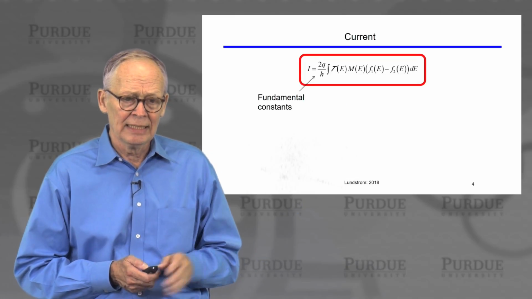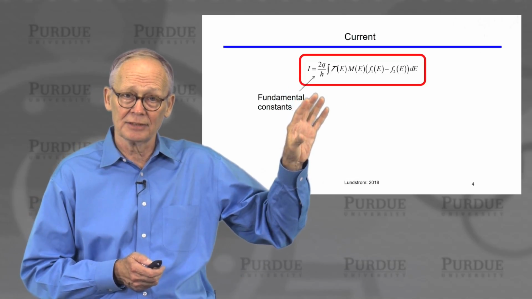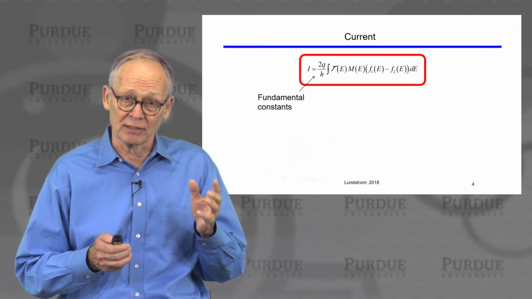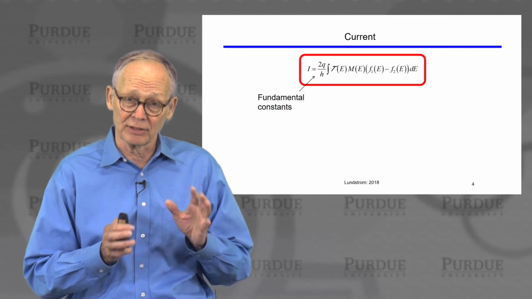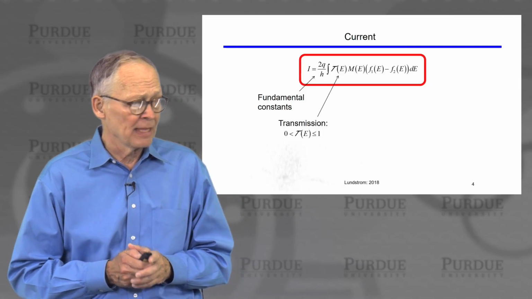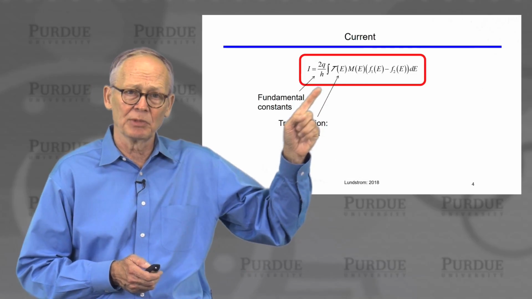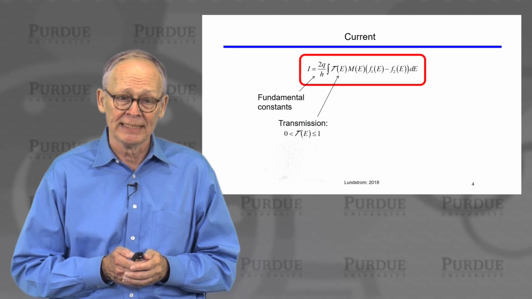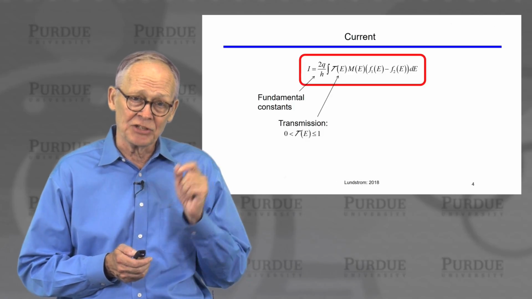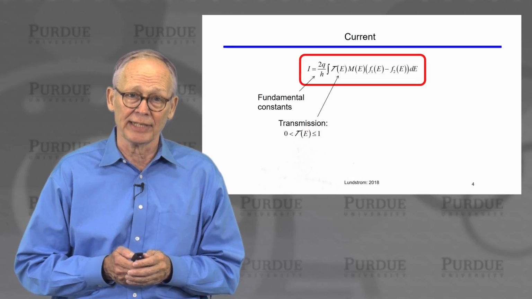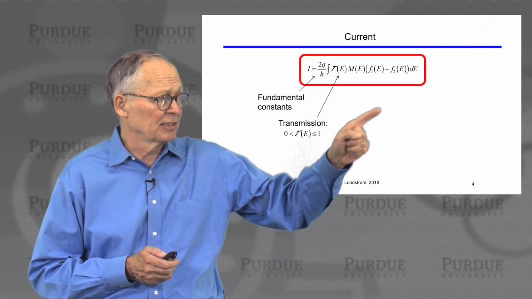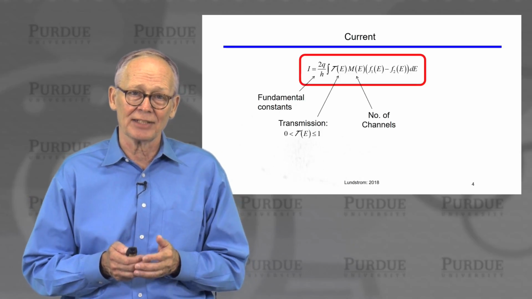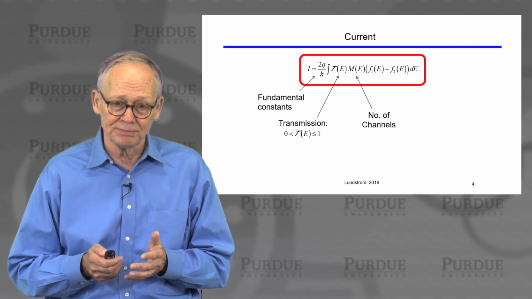Current is equal to some fundamental constants. 2, the 2 represents electron spin. Q is the charge on an electron. H is Planck's constant. So there are some fundamental constants out front. Then there's a parameter that we're going to get familiar with that we call the transmission. This is just a number between 0 and 1. It's the probability that if I inject an electron from the source that it comes out the drain, or vice versa. There's another parameter here we'll call M of E. This parameter is the number of channels in which current can flow.